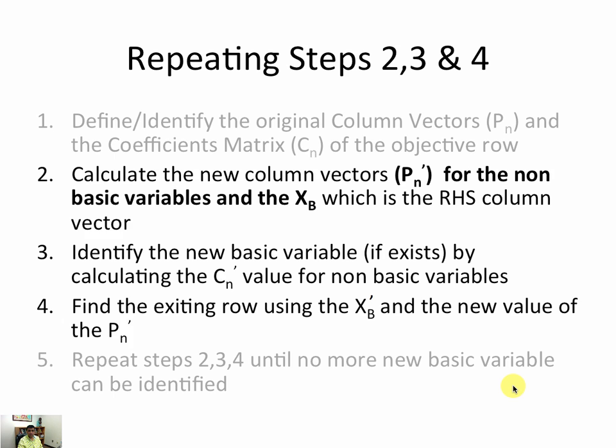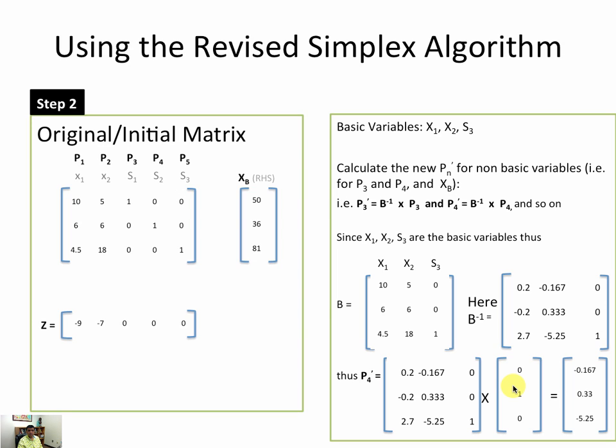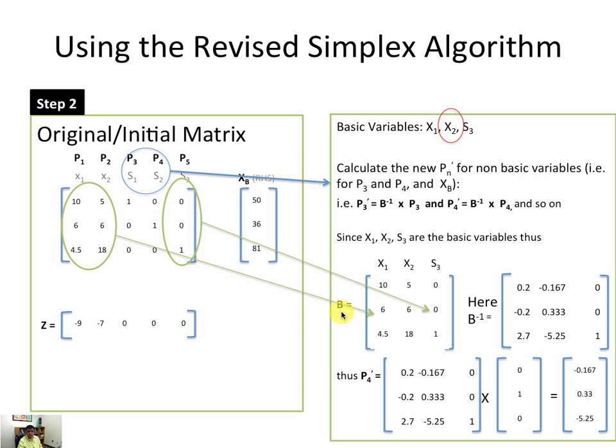Again, we will repeat steps 2, 3 and 4. Our original matrices are still the same. However, we now have basic variables x1, x2 and s3. So we have to calculate Pn primes for non-basic variables, which in this case will be P3 and P4, which means our B matrix is given by 10, 5, 6, 6, 4.5, 18 and 0, 0, 1. Once we find the B inverse, it is given by the values that you see on this part of the screen. Thus, P4 prime from this formula is given by B inverse multiplied by P4.